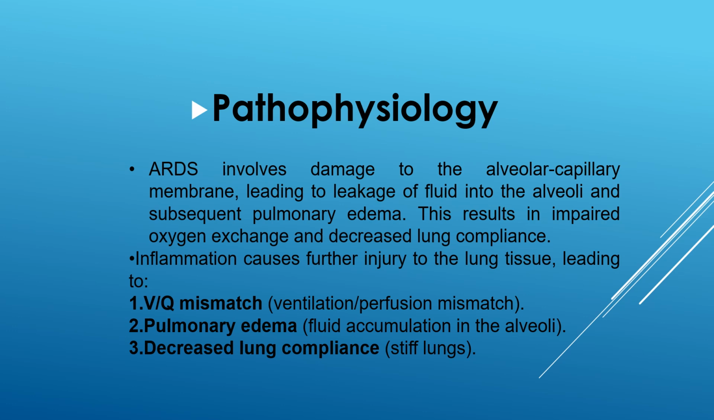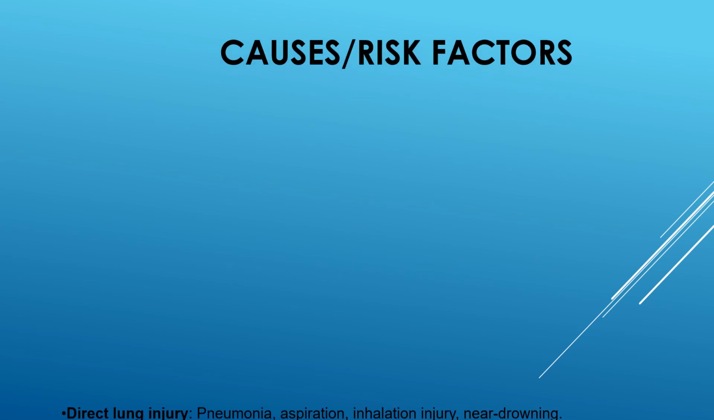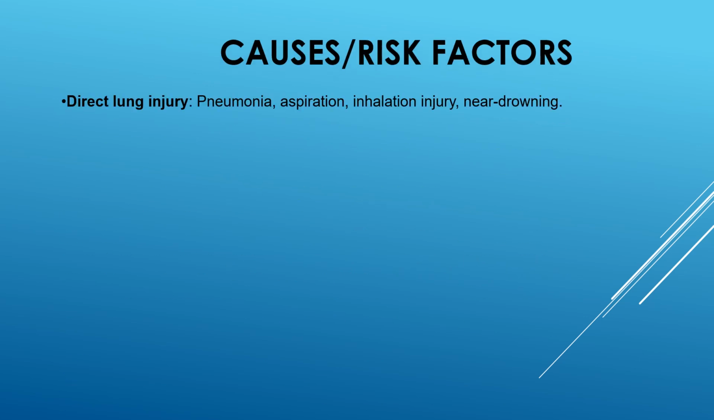The inflammation will cause further injury to the lung tissues, which will lead to VQ mismatch, which is also ventilation perfusion mismatch, pulmonary edema, fluid accumulation in the alveoli, and decreased lung compliance, which will cause stiffness of the lungs. Now coming to the causes and the risk factors, direct lung injury.